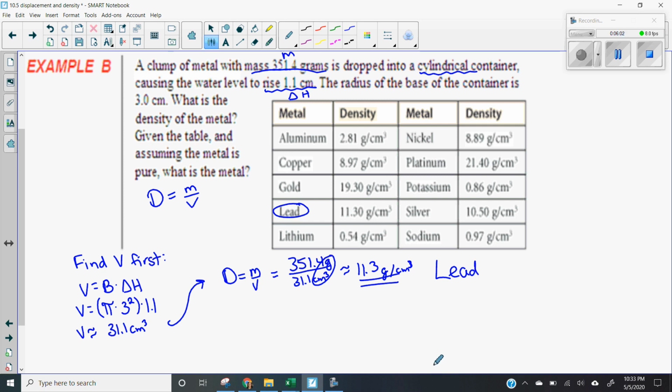So tomorrow, make sure you have good notes on this. Tomorrow, keep those handy. I'll bring this chart back up. We'll do some more practice problems with displacement, volume of irregularly shaped object, and density.